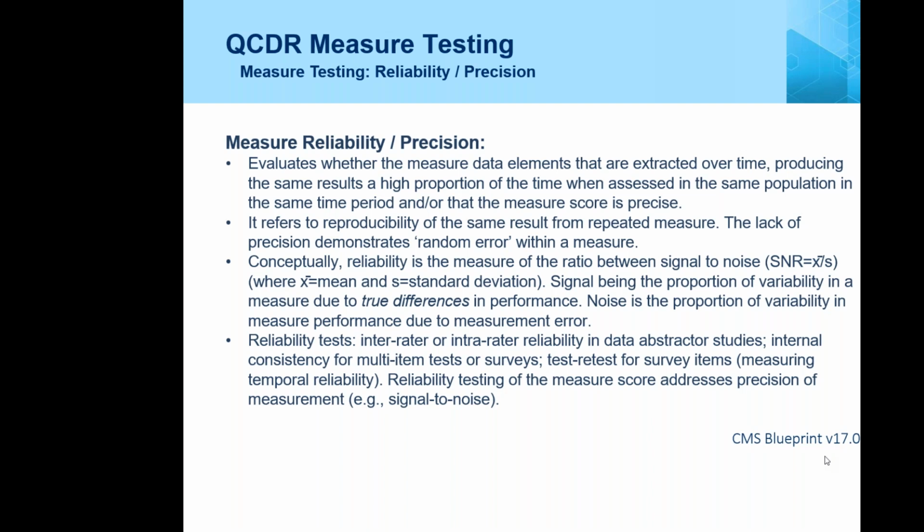Conceptually, reliability is the measure of the ratio between signal to noise. So signal is when the variability in a measure is due to true differences in the performance. Noise is then the proportion of variability in the measure performance that's due to measurement error, measurement construct, or the way the measure specifications are written. Examples of reliability tests are inter-rater or intra-rater reliability, internal consistency for multi-item tests or surveys, or test-retest for survey items, for example.